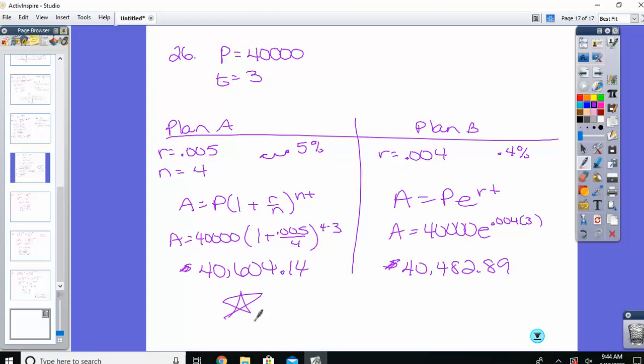You have to think about, is this the amount I have right now, or the amount I'm going to have in the future? So on 27, it's in 72 months, you must have. So that's in the future. So that's my A. On 26, right now, we had the $40,000. So that's our P. That's right now.